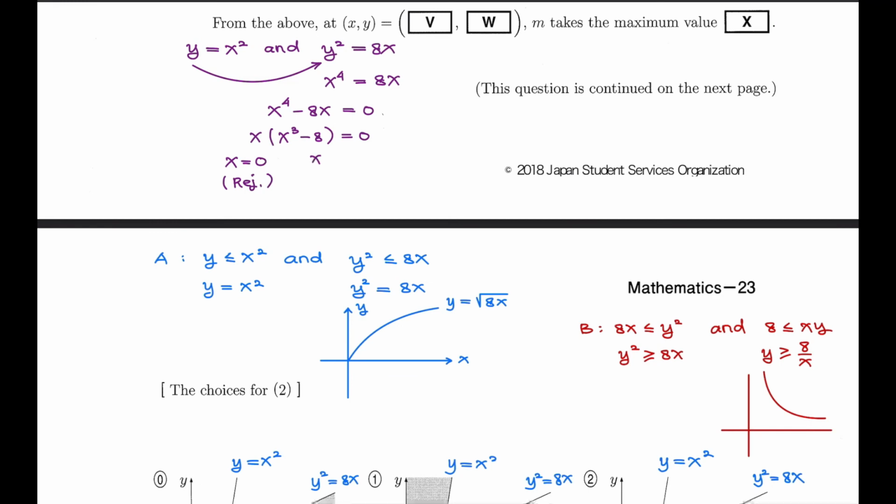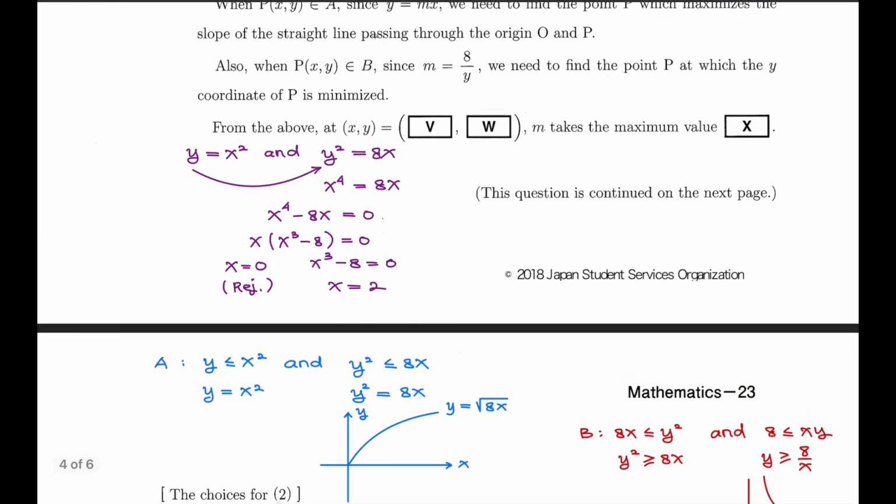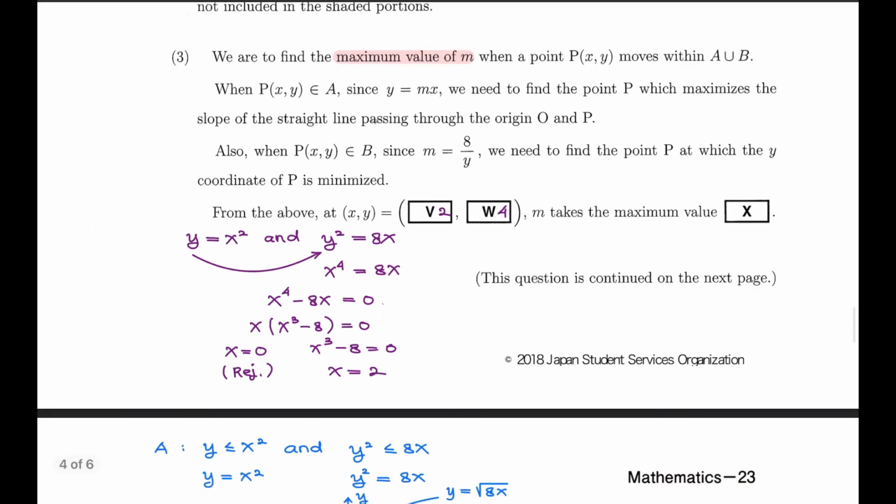And then the second possibility: x cubed minus 8 equals 0, that means x equals 2. This is our answer, x equals 2. After we get the value of x, just substitute it into one of these two equations to find the value of y. Of course, I will substitute it here because it seems easier. When x equals 2, 2 squared is 4. That's the value of y. This is the coordinate of P that will lead us to the maximum value of m.